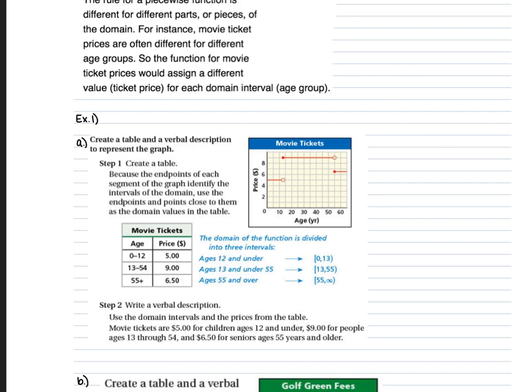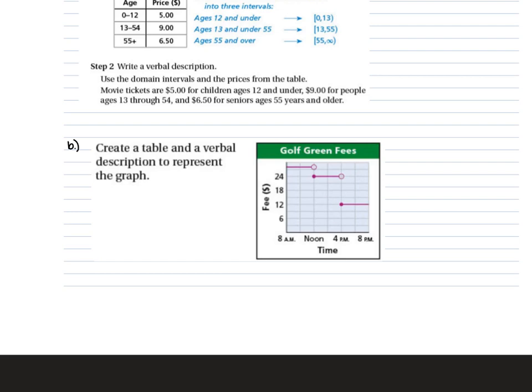So if we say 0 to 12 is $5, then 13 to 54 would be $9, and then from 55 and on is $6.50. So you have to just look at the graph and see exactly what the graph is telling us.